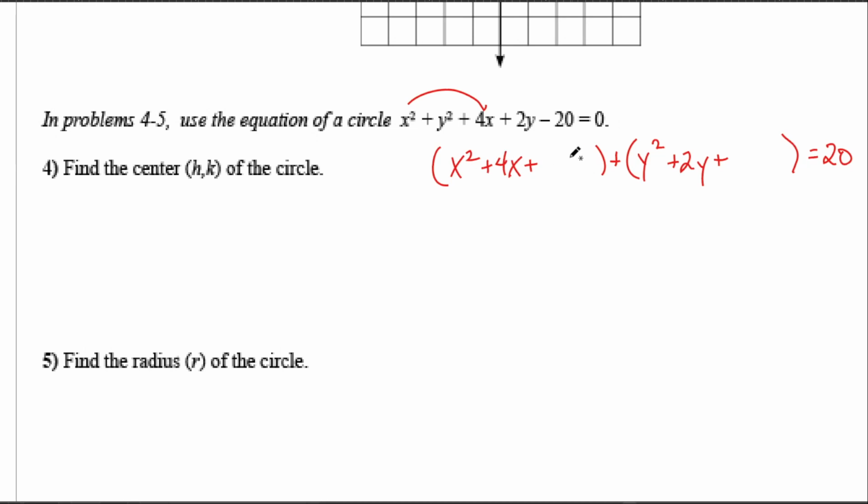So let's figure out what goes here. Well, we take the middle one, and what do we do with the middle one? Cut it in half. Take half of it. So what's half of 4? 2. And then you do something else to it. You square it. What's 2 squared? It's a 4.